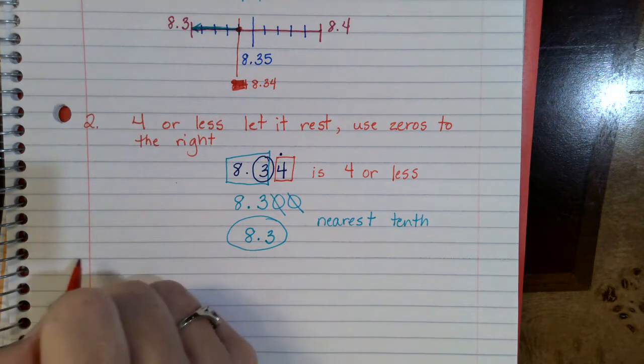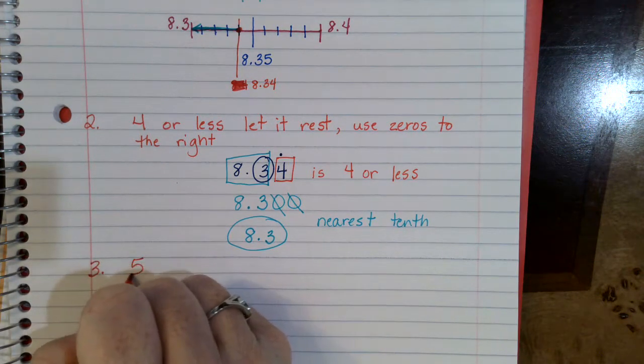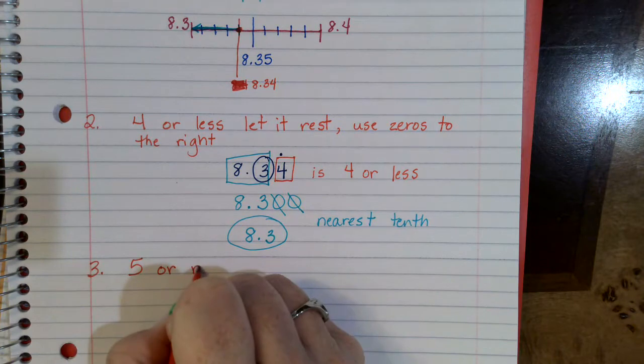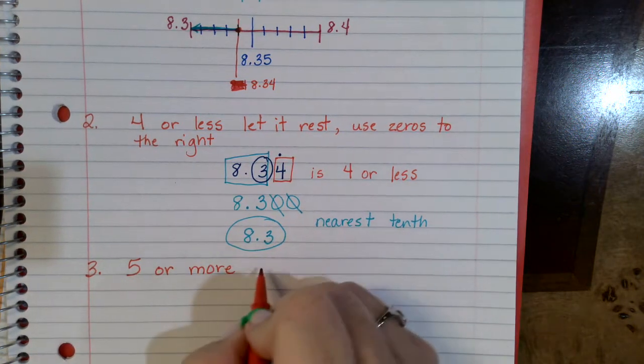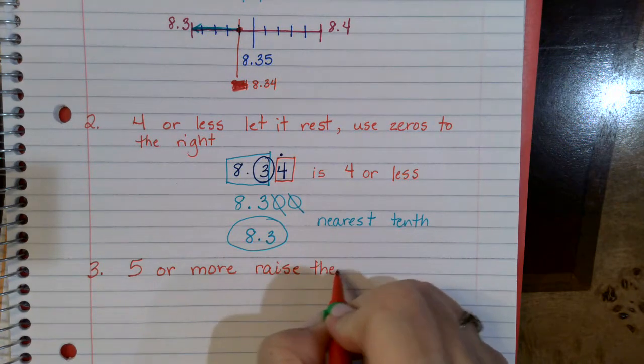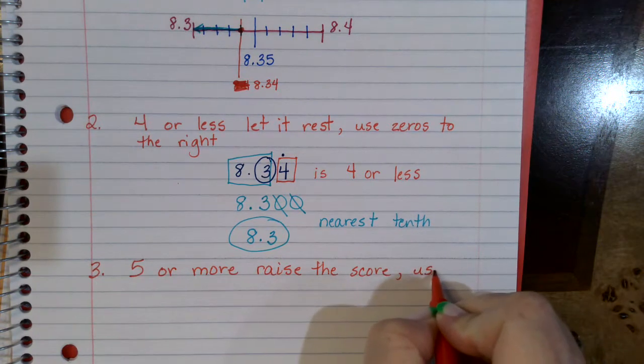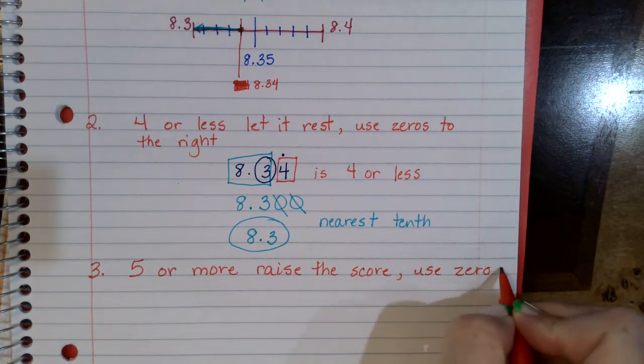The final rule kind of goes along with that. So rule number 3 is, if the digit one place to the right is 5, 6, 7, 8, or 9, add 1 to the rounding digit and replace all digits to its right with zeros. So again, 5 or more, raise the score. Use zeros to the right.